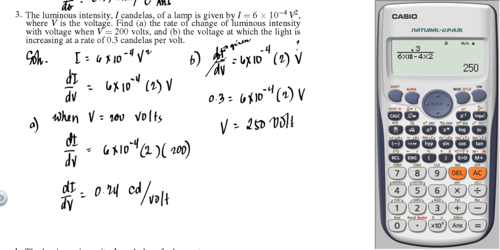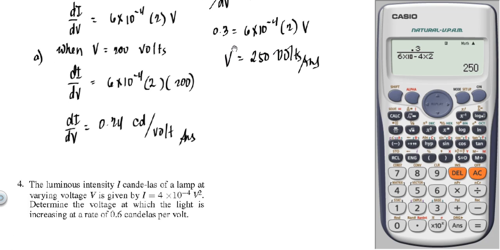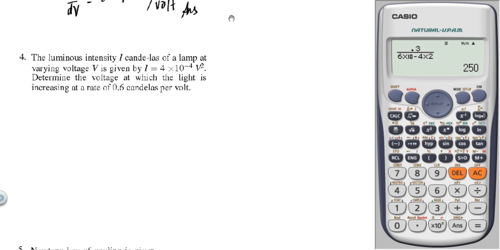250 volts. And this is your answer for letter B, and this is for A. Okay? There. It's easy, right? Okay, how about number 4?